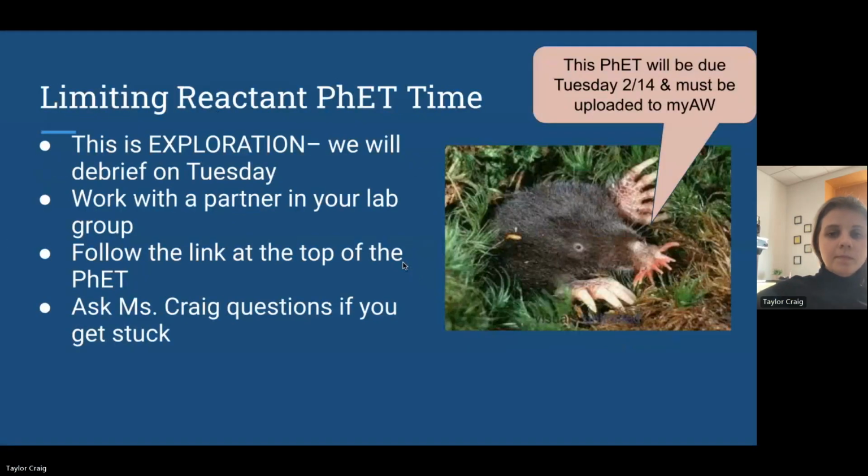Okay, so what we're going to do with the rest of class is I'm going to give you a little introduction to what's going on with our limiting reactant simulation. So up front, you will be able to find this limiting reactant PhET lab, right? Simulation lab. This is exploration. We're going to be debriefing this whole thing next class. And by next class, I mean the magical me in your computer, right?